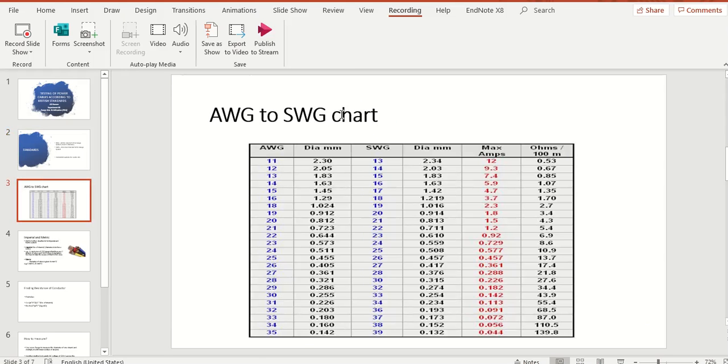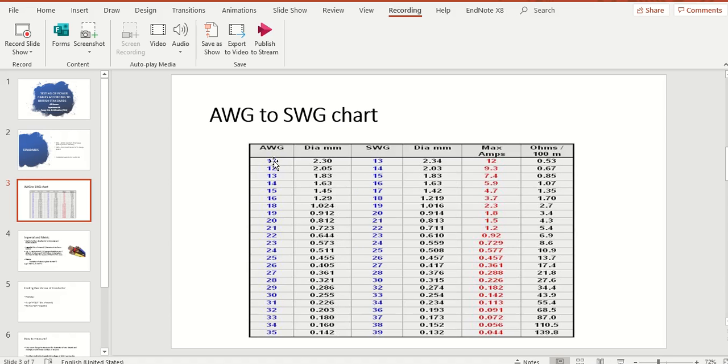Now coming to AWG and SWG conversion. Here is a basic chart that you can find easily on Google. Just type AWG to SWG, or also in some books of power distribution and transmission. You can easily find this chart at the back in the annexure or something like that, at the end of the book. As you can see, the 11th number in AWG corresponds to the 13th number in SWG.